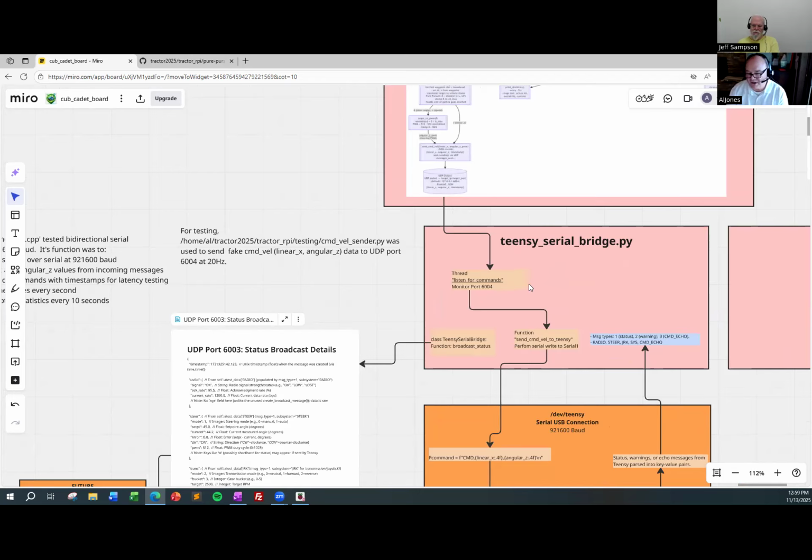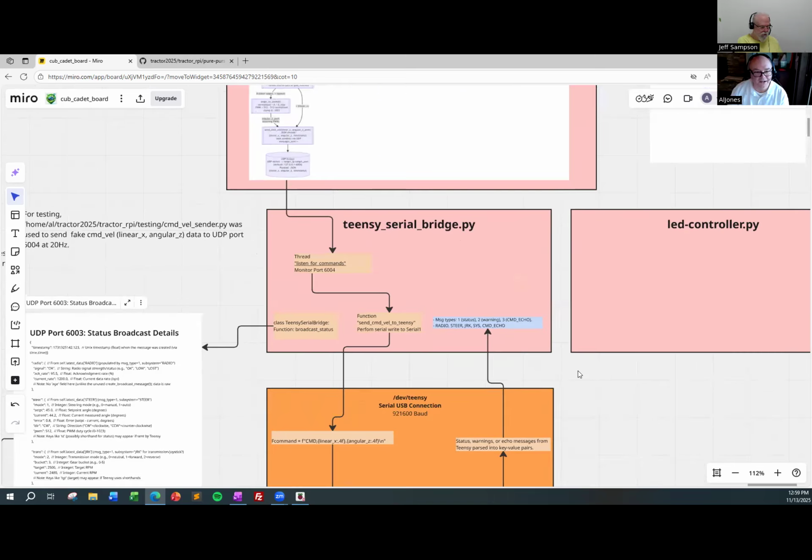Doing a little bit better job of documentation and getting this Teensy serial bridge Python code running and working and passing data back and forth has been my success for the week.